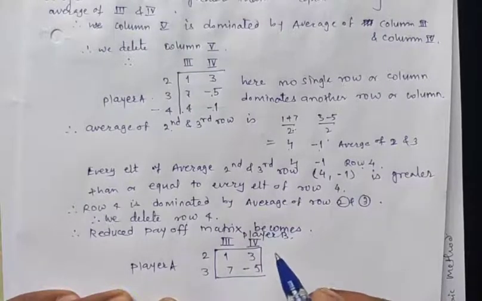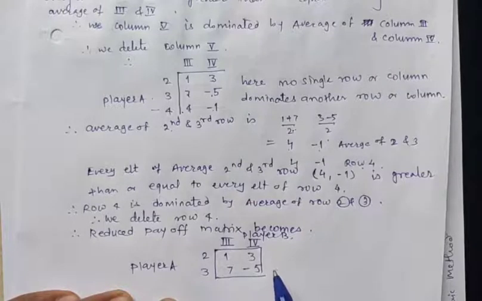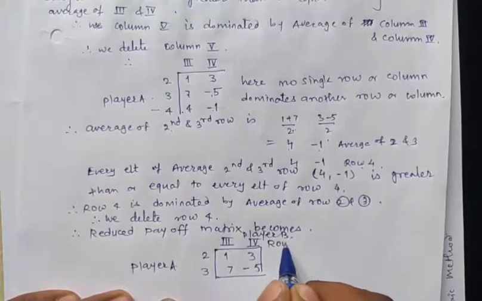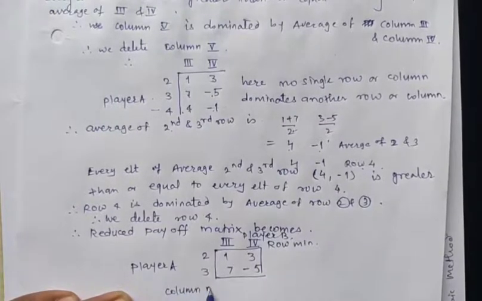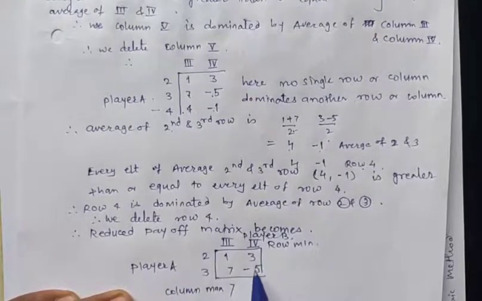If it has a saddle point, then we get the value of the game directly, and in that case the maximin value is equal to the minimax value. But if the game has no saddle point, then we use the algebraic or arithmetic method. So calculate row minima and column maxima. The maximum values are 7 and 3. Among these maximum values, the minimum value is 3. So make it a circle.